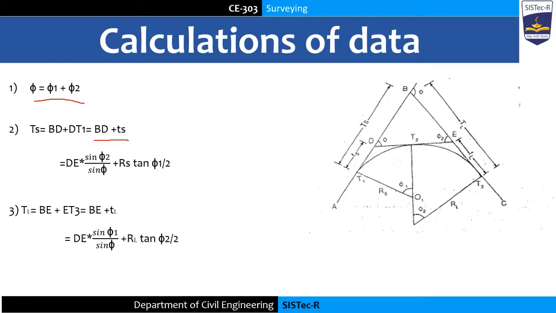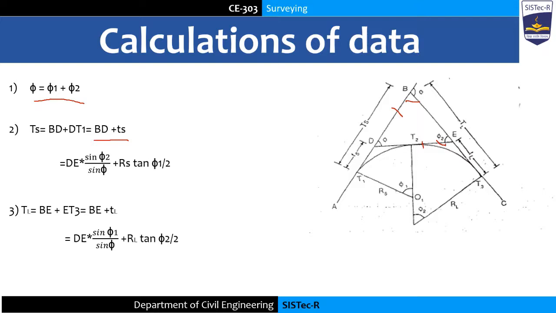So by applying sine rule we can see that here we are having the side BD, and the angle opposite to this, that is phi 2. So we will take BD upon sine phi 2. After that we are having DE, so DE upon this angle, which will be equal to 180 minus phi, and sine 180 minus phi is sine phi.